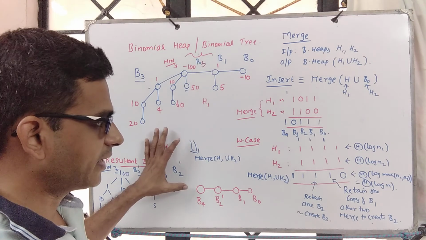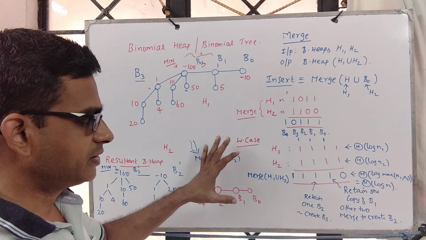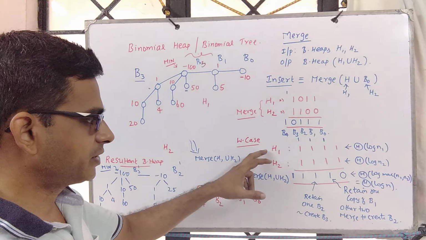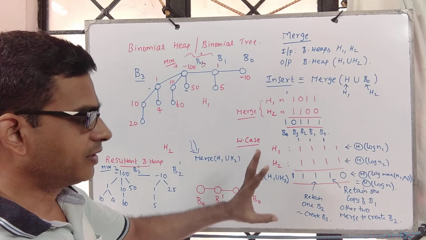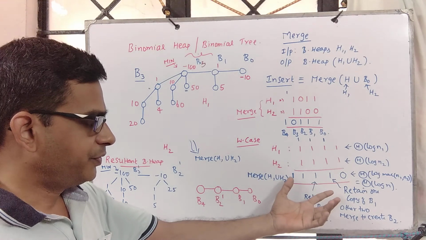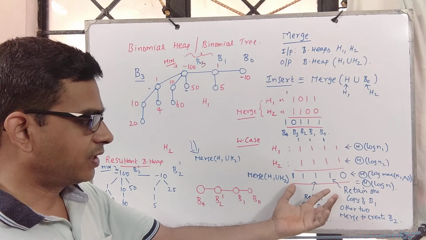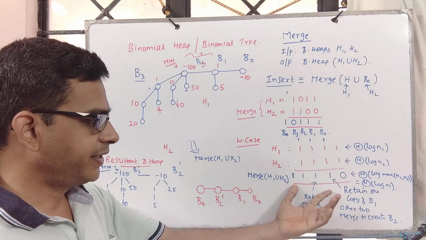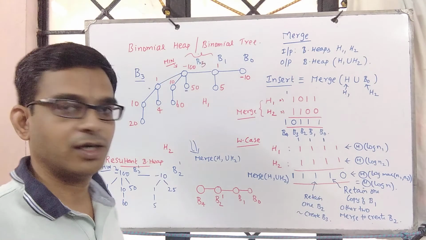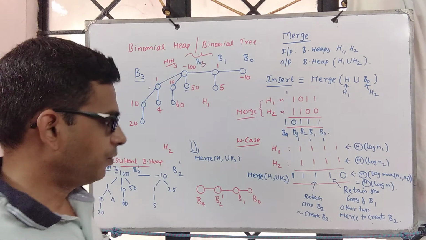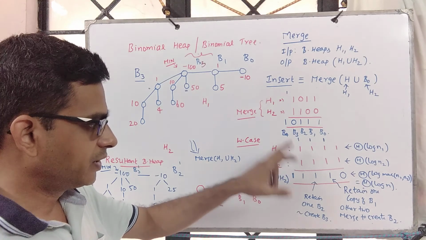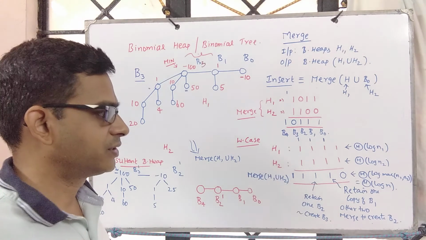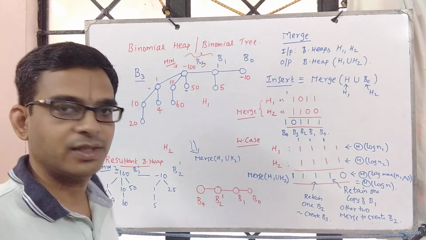So the interesting part over here is merge is simply take the binary representation of the first data structure, second data structure, and add them. And that will tell you what binomial trees should be retained in the output. Now let's take an example for these two and see how merge works, so that you can appreciate this operation much better.